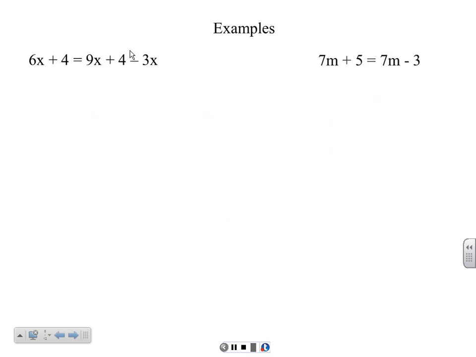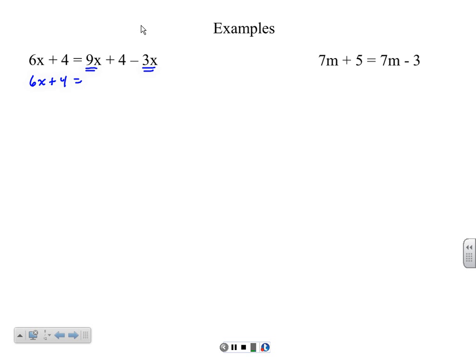Okay, so this problem on the left, on one side of the equal sign I have 6x plus 4. That's simplified. There's nothing I can do with that. But if you look at the terms on the right, I have a 9x, a plus 4, and a negative 3x. I can combine these two together. So step number 1 does take place here. We're going to simplify this right hand side. So we're just going to bring the left hand side down. And we're going to combine these two like terms.